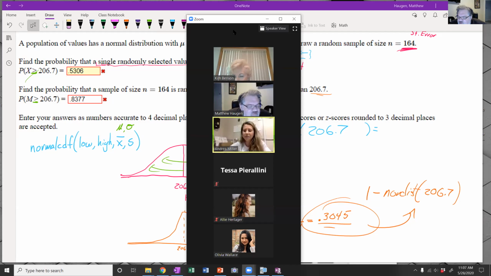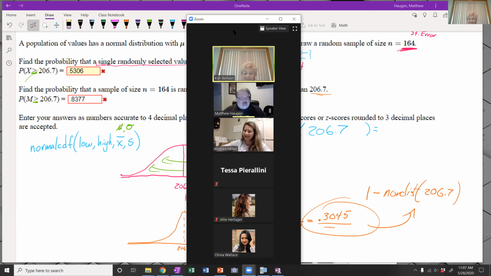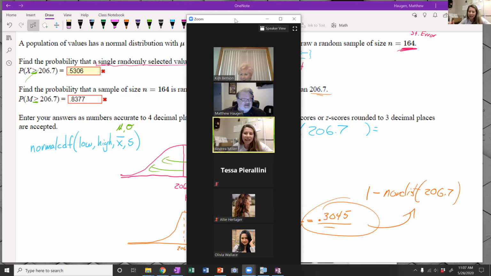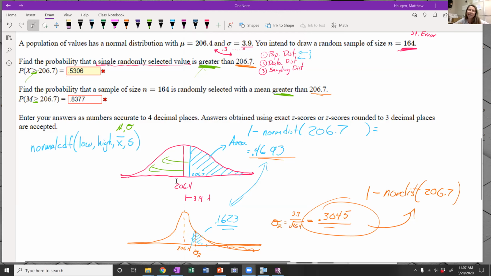Okay. You have the standard error as 0.03 instead of the 0.3045. Oh, 0.30. Oh geez. Okay. It had to be something, right? I'm like, what the heck is happening over here? User error.